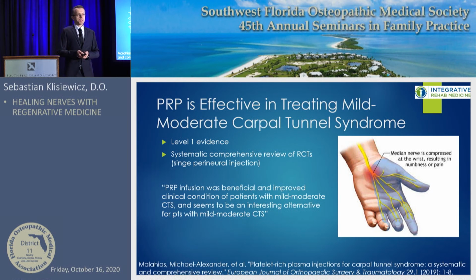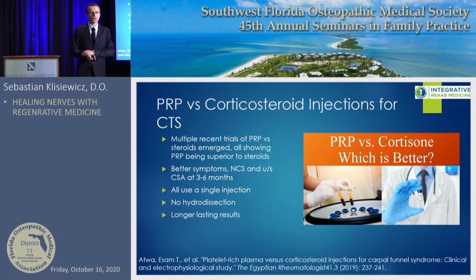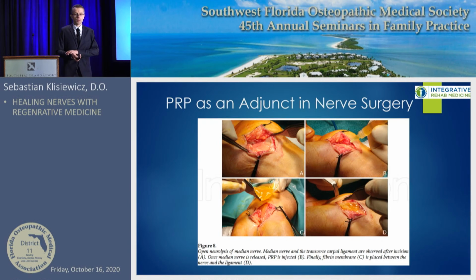We also know there's a lot of studies looking at PRP and carpal tunnel, and we know for moderate and mild carpal tunnel, there's level 1 evidence that PRP is very effective. It treats the carpal tunnel very well. There's a couple studies that looked at PRP versus corticosteroids, and most of them show that the PRP gives us better results. Longer lasting results, better improvement on the nerve conduction studies, improvement of the cross-sectional area on that ultrasound that we looked at. All of these studies use just a single injection, and there's other ways to do it. You can do multiple injections, and there's different ways to inject it too that can make it more efficient.